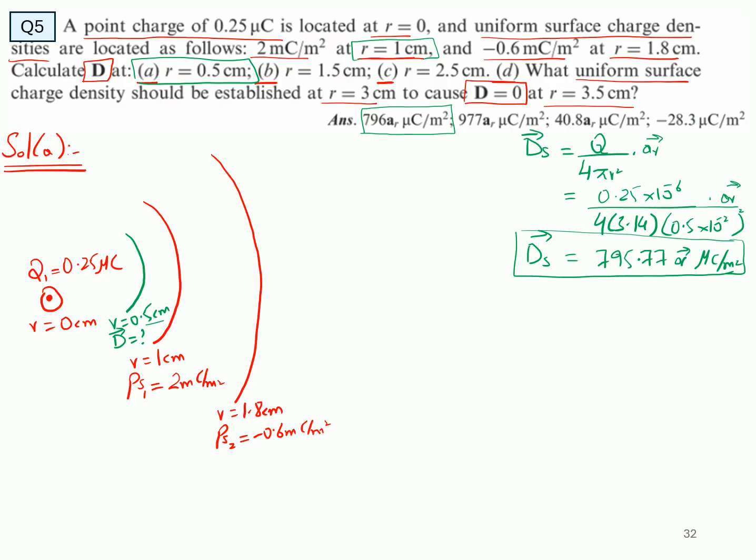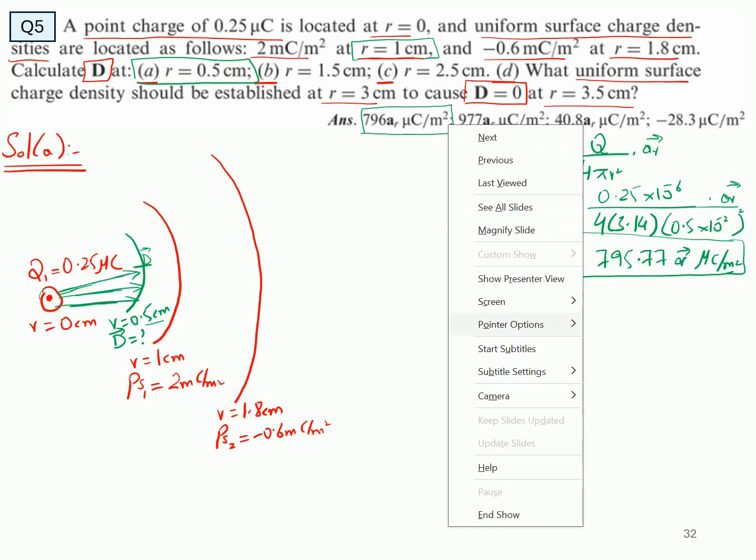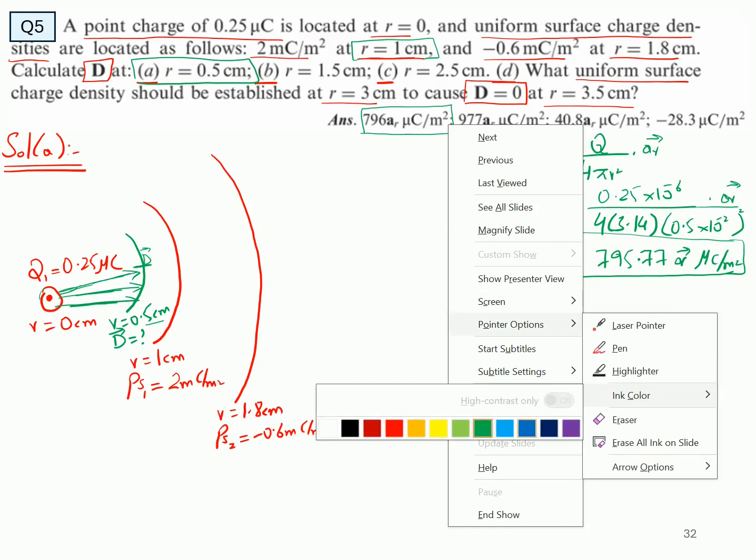What is happening is that the point charge Q1 is radiating its energy, and once it reaches this portion, we need to find the value of D on this point. The value of D is obviously going to be the combination of all these as an electric flux density. So we found the electric flux density for the first part. Now let us come to the second part and see what they are asking.